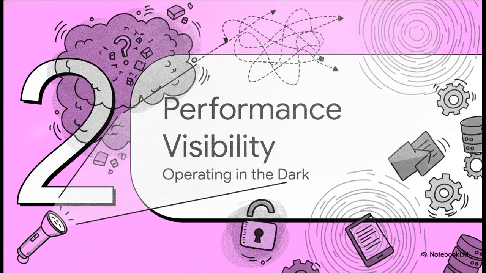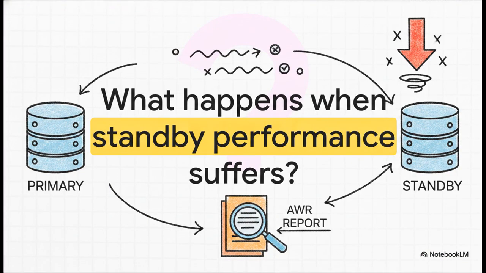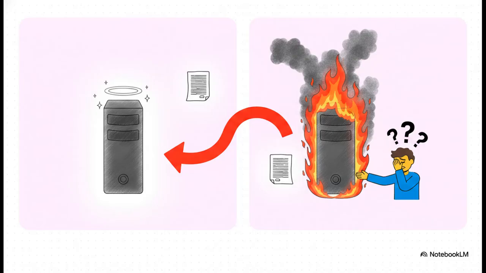Which brings us to Section 2, the performance visibility trap, or as I like to call it, operating in the dark. Picture this scenario, because we've all been there. You've configured your active DataGuard, maybe you're using cross-region replication, you're perfectly utilizing that read-only standby for heavy reporting. But then, out of nowhere, things slow to an absolute crawl. The standby database is taking a massive performance hit. Naturally, as a database pro, your first instinct is to just grab an AWR report from that standby to find the bottleneck, right? Well, here is that classic pull-your-hair-out frustration DBAs have dealt with for years.